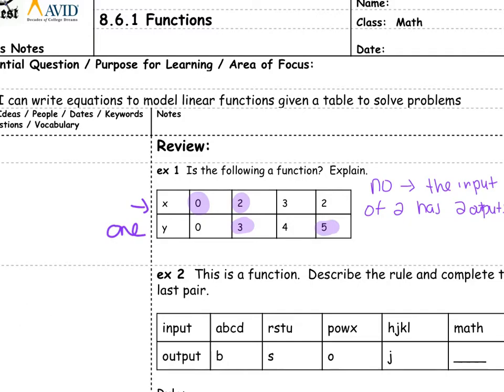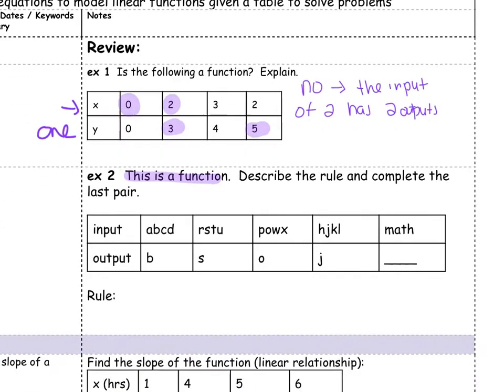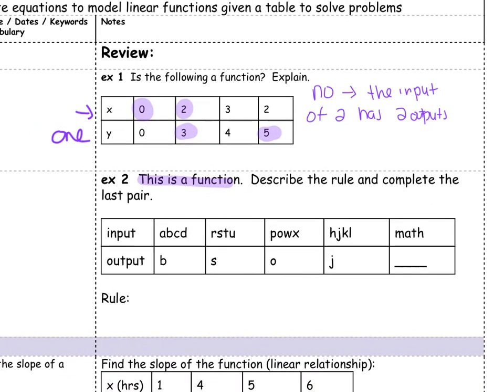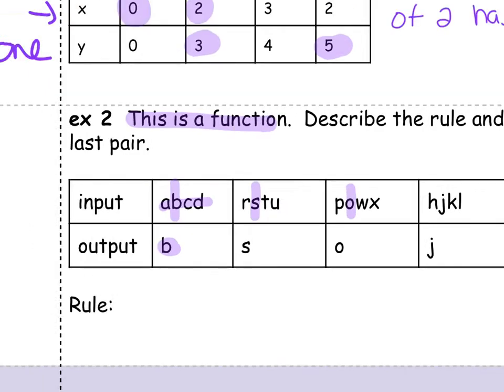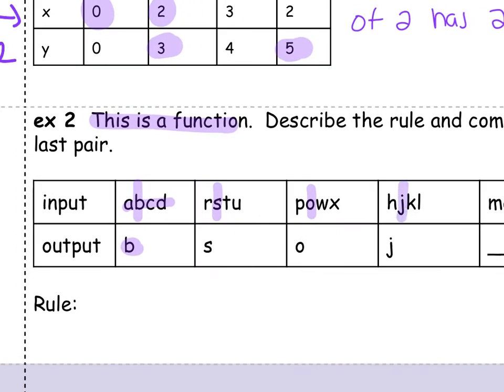For our next example, this time we're telling you this is a function. Describe the rule and complete the last pair. So I'm trying to find a pattern here. So again, I notice that for my input, my output is b. Or for the next one, it is S. For the next one, it is O. And what is the same in all cases? It's always that second letter of the sequence.